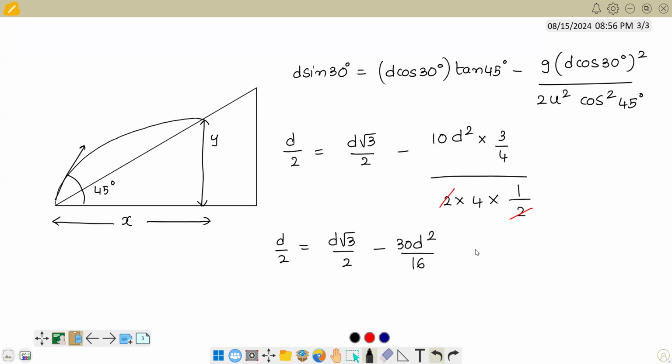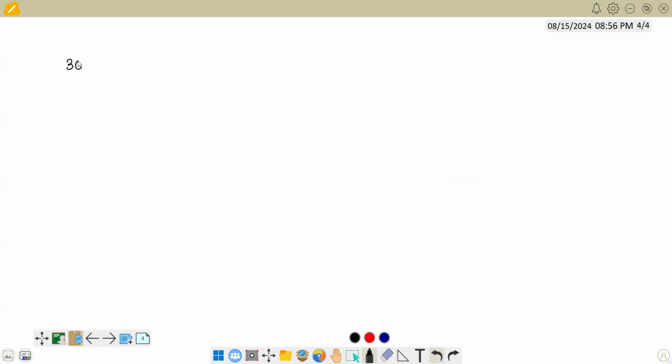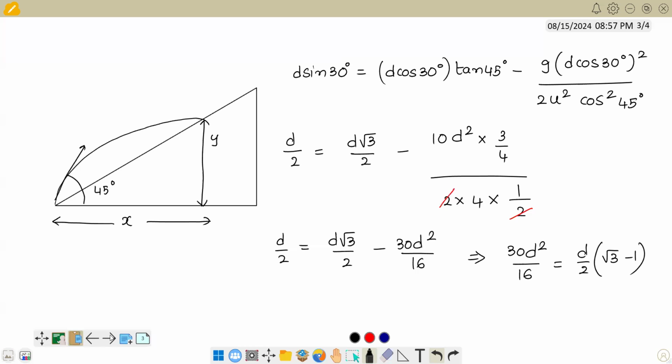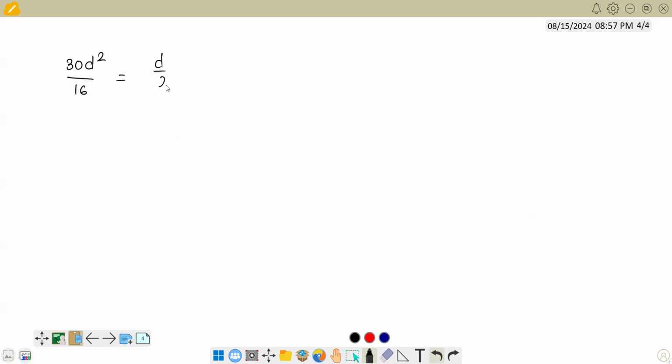Once we get this, let us bring all these terms to one side. So 30 d square by 16 equals d by 2 into root 3 minus 1. I brought this d by 2 to the right side, this 30 d square by 16 to the left side. So let me take it to the next page. So 30 d square by 16 equals d by 2 into root 3 minus 1.